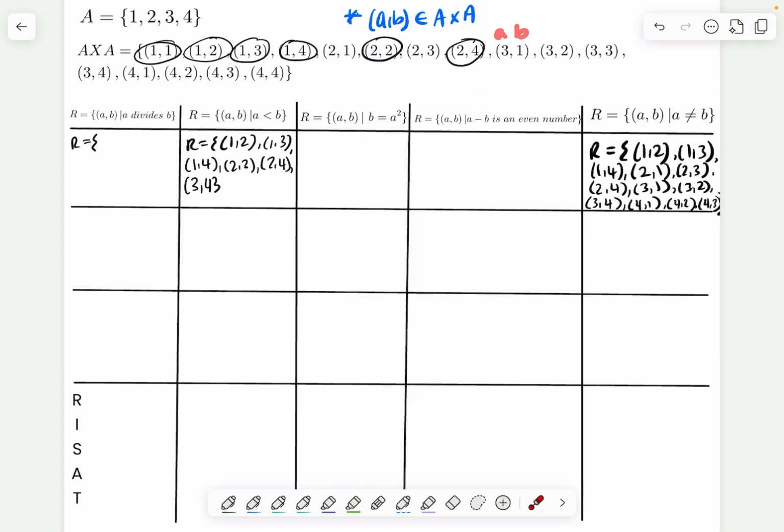This is A, this is B. Does 3 divide 1? No. Does 3 divide 2? No. Does 3 divide 3? Yes. Does 3 divide 4? No.